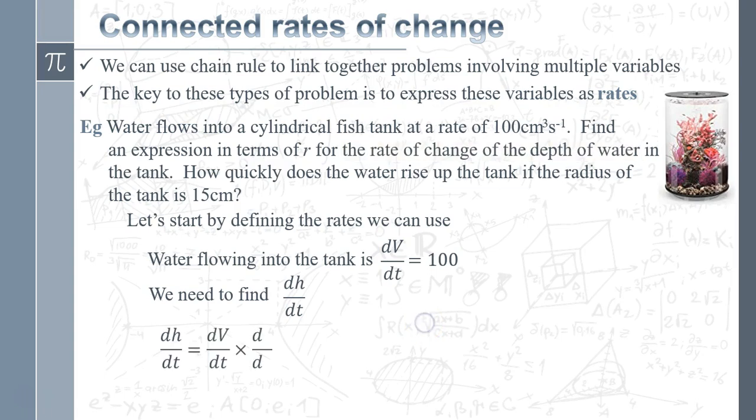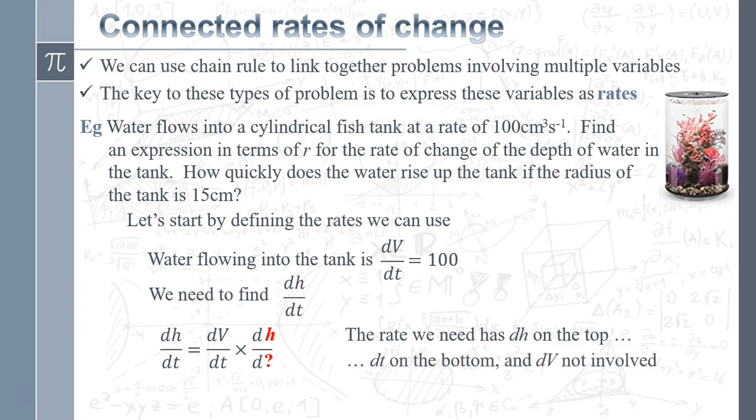This is going to be our connecting variable. Well, here's our chain rule. Our dh/dt, the thing we need, is dV/dt times by something. You'll notice on the bottom here we've got a dt, but on the top we need dh. We've currently got dV. So we need that dV to disappear and the dh to appear. So let's put a dh on the top, and therefore we're going to need dV on the bottom, because those dVs will then cancel out, leaving us with the dh/dt that we need.